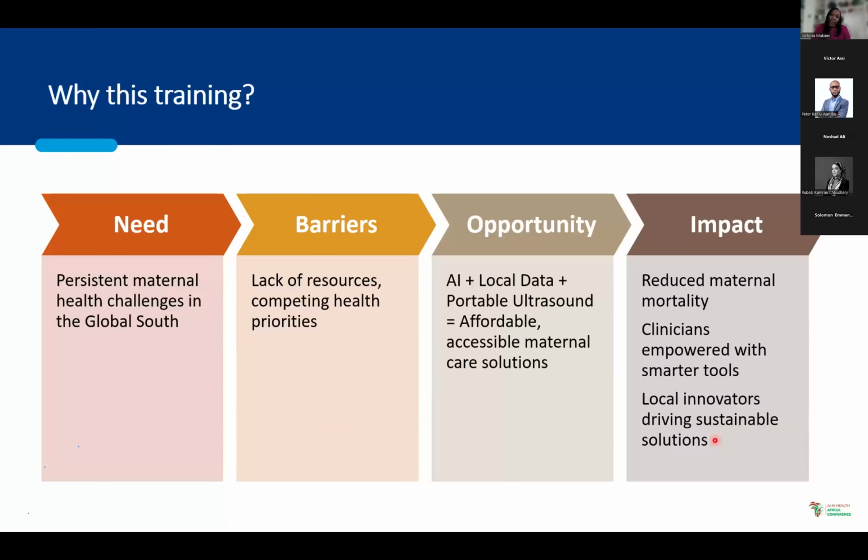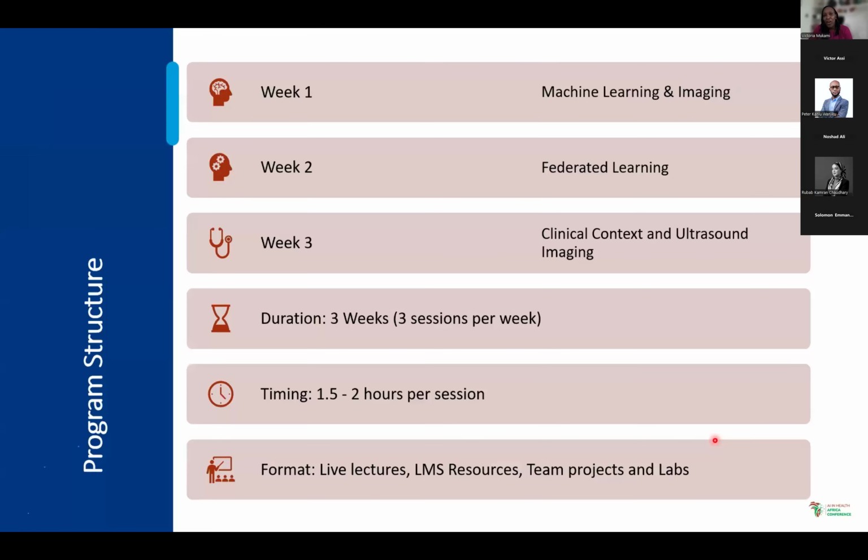So with this training, we do have a specific structure. Just having seen what the need is, our structure basically looks at week 1, where we'll be doing a bit of machine learning and an introduction to imaging. We will have some topics around that. The second week, we will be having federated learning being taught. And I will introduce these instructors in a bit. They're not in this session. You will meet them as we continue on.